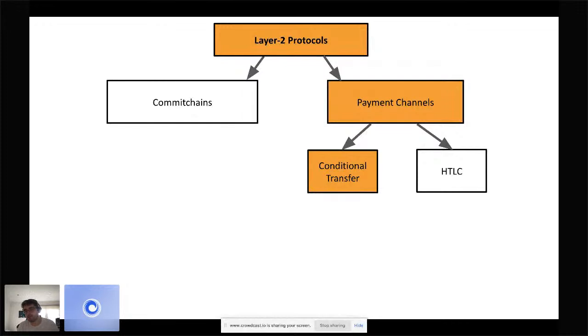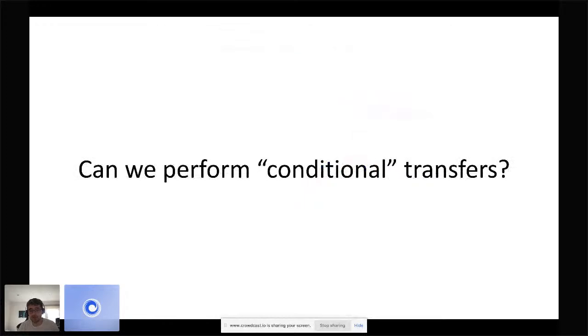Now, there's one feature of a payment channel I want to highlight, and it's called the conditional transfer. Now, can we perform a conditional transfer? This is going to look really stupid to begin with. And after I explain it, you'll wonder, why would anyone ever think of this protocol? But as we'll see soon, this is the basis of how the Lightning Network works.